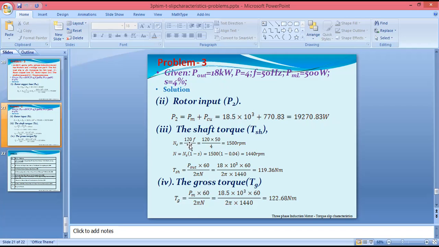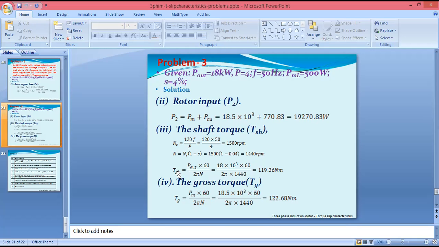Now, the shaft torque. Shaft torque is nothing but you are supposed to find the torque value. We are having the equation: torque equal to P out into 60 upon 2 pi N. For that, you will need the capital N. How can you solve it? You are having the equation for NS, 120 F upon P. F we are having, P we are having, we can solve. We are having the NS equation in the form of N. So you will get the value for speed. Firstly NS equals 120 into F 50 upon pole 4, you will get 1500 rotations per minute. And N equals NS into 1 minus S. So you will get 1500 into 1 minus 0.04. If you solve this, we will get the value 1440 RPM.